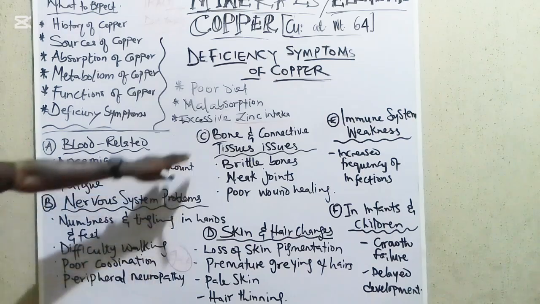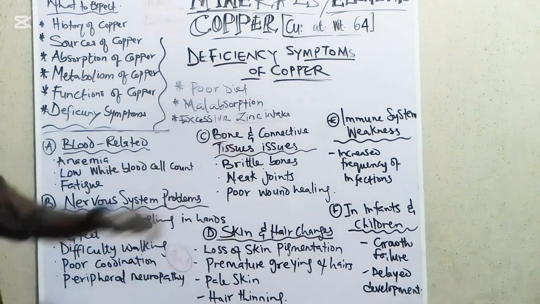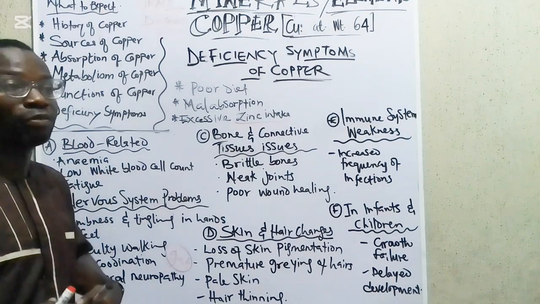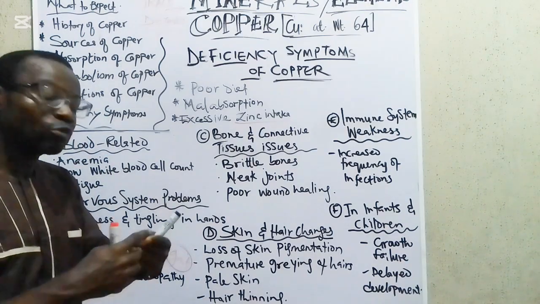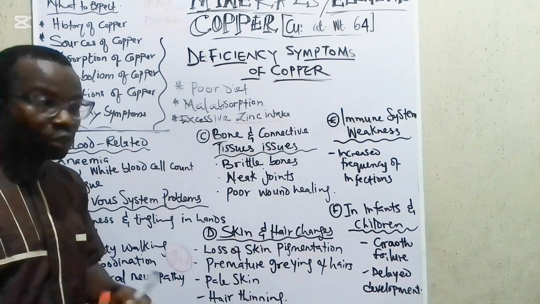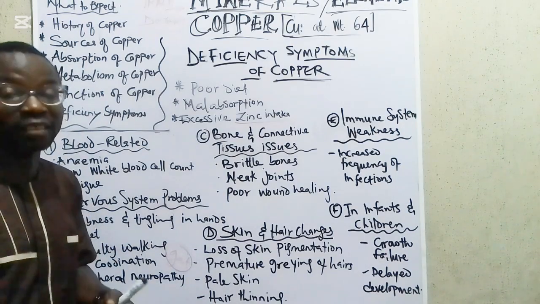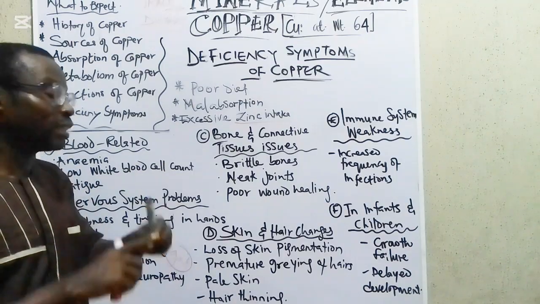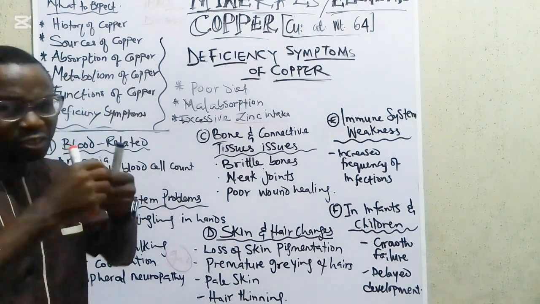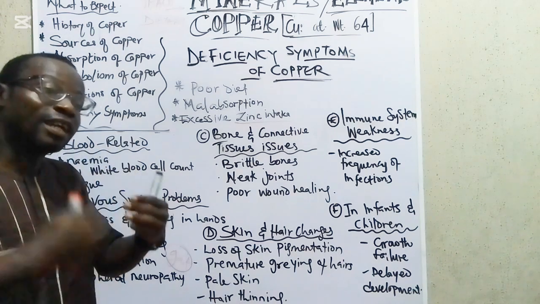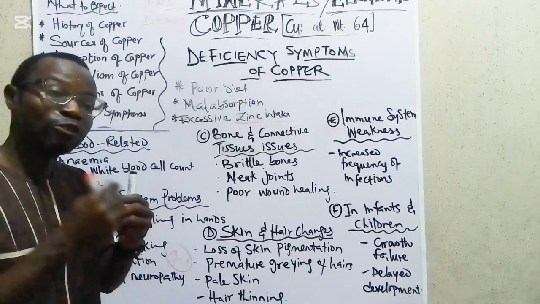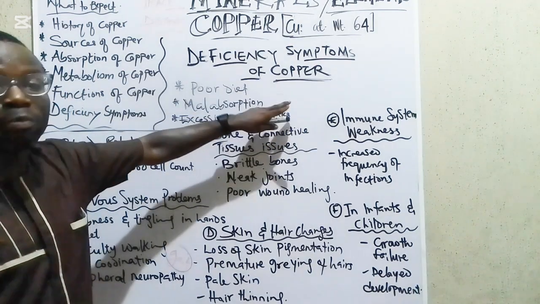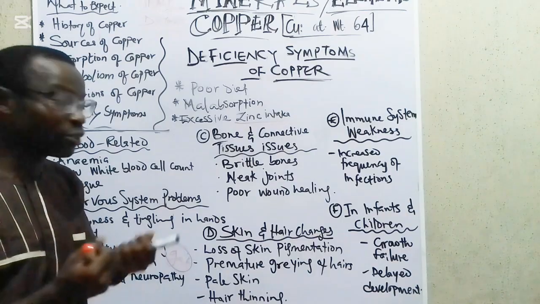So then the third part is bones and connective tissues. Bones are the skeletal structure of the animal, and bones are connected by connective tissues. You have cartilages and tendons. Cartilages are around the ends of the bones, in a rubbery, elastic form. As the animal grows, they begin to form bones from cartilages. Now, when there is a deficiency in copper, it affects what? The bones and connective tissues.